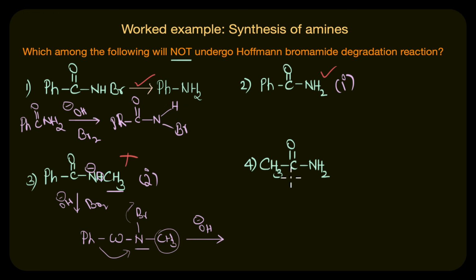What about the last one? Well, this is straightforward, right? This is acetamide. This is again a primary amide, and primary amides would undergo Hoffmann reaction, and the product obtained in this case would be methylamine, CH3NH2. Correct?